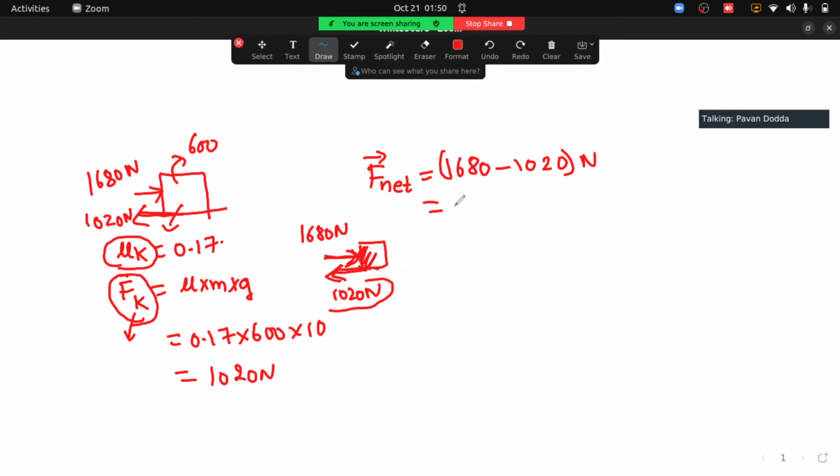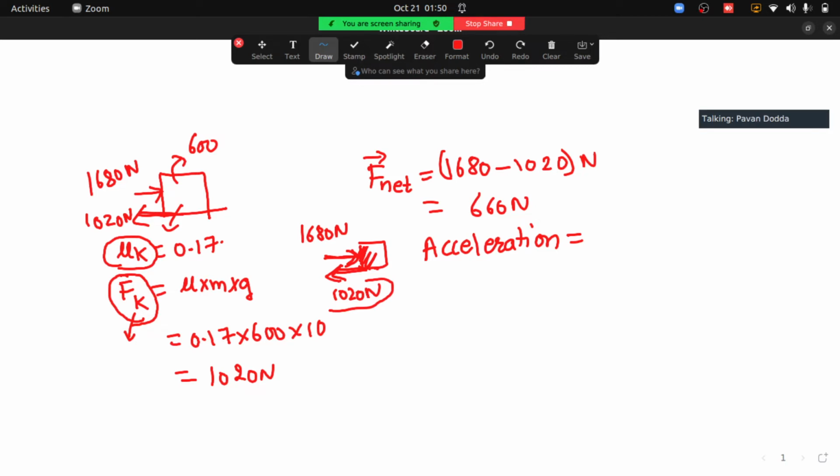660. Yeah, this is 660 newton. Now this is the force acting on this block. Now what is the acceleration of the block? It says that we have to prove that it's 0.55. That is the velocity after half a second, but to find the velocity after half a second, we need to find the acceleration first.